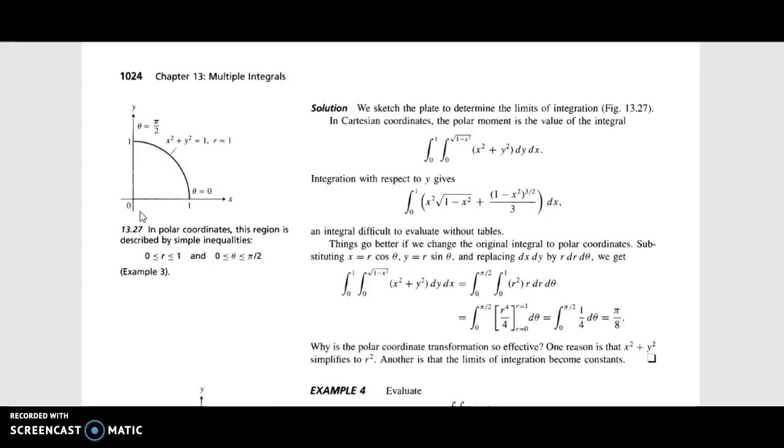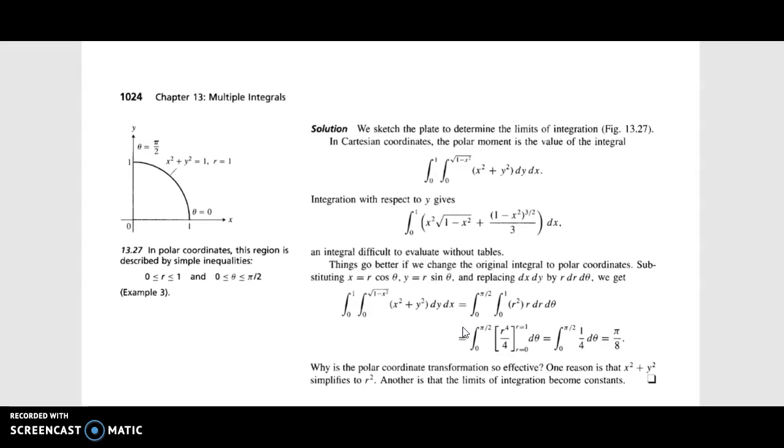Then r varies from, draw a line from the origin through this region. It starts from the origin and ends at this point. So r varies from 0 to 1. And what will be this one? This is equal to r square, and dx dy is converted into r dr d theta. And the total is r cube dr d theta. The integration of r cube is r raised to 4 by 4 varying from 0 to 1, that is 1 by 4, into the integral from 0 to pi by 2 of d theta, that is equal to pi by 8.